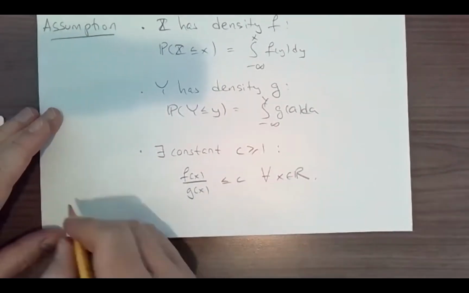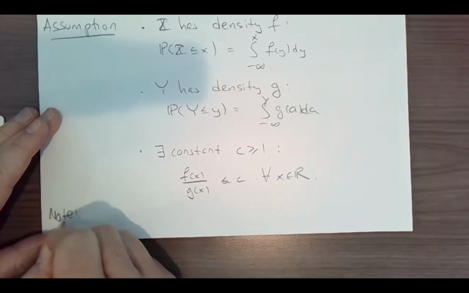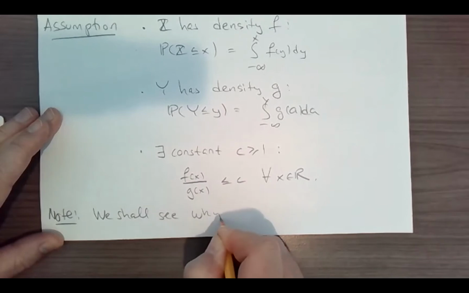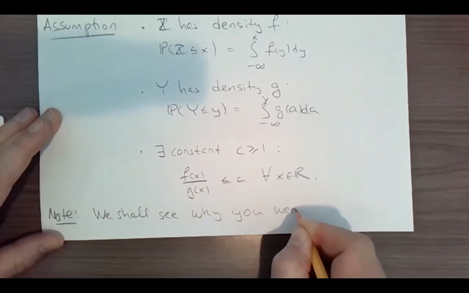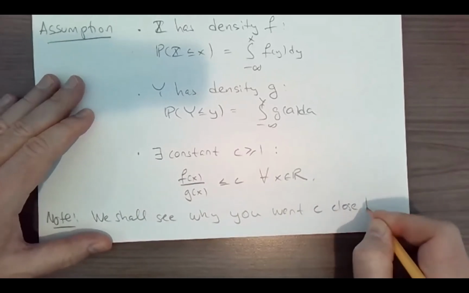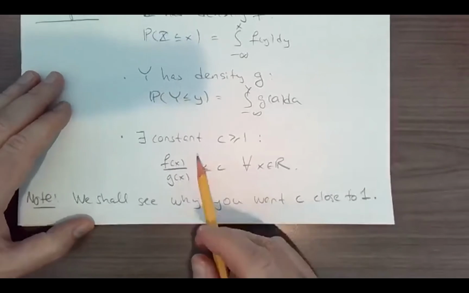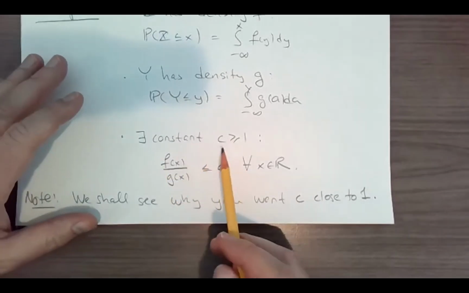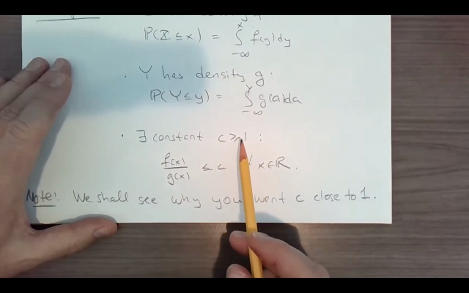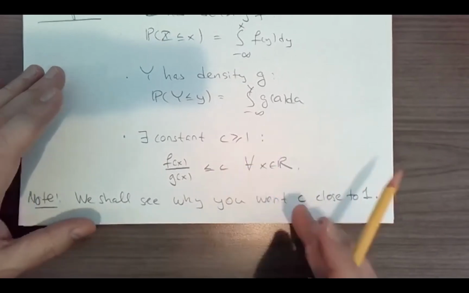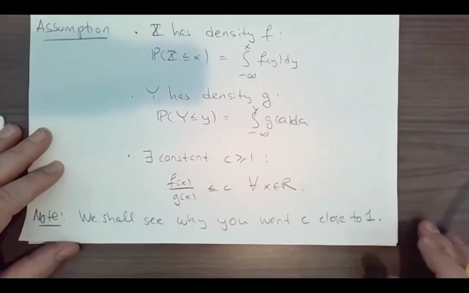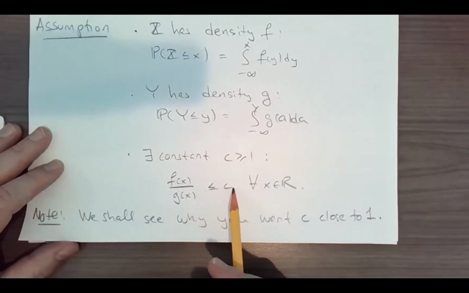So just as we shall see, this is a node. We shall see why you want c close to 1. The assumption is that there is a constant that is bigger than or equal to 1, but we're going to see why you want your constant to be close to 1. We're going to see that at the end. We'll do the algorithm first, and then we have a discussion about this constant c here.